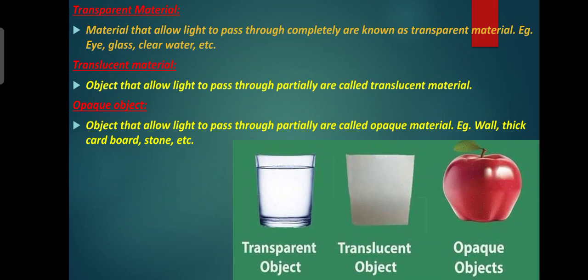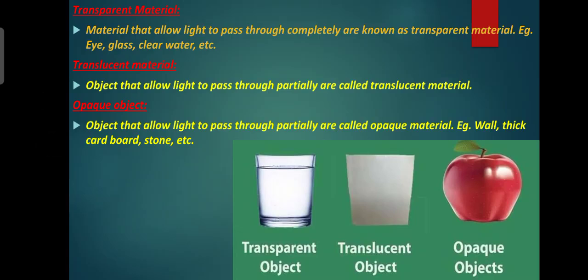Depending upon permeability, material can be classified into three categories. First one, transparent material. Second one, translucent material. Third one, opaque object. First one, transparent object or material. If you are able to see clearly through an object, it is allowing light to pass through it and is transparent. For example, water, clear glass, etc.